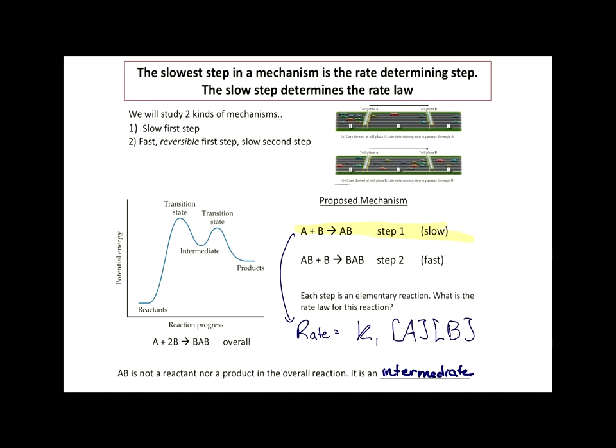And so A and B combine to make AB, which is an intermediate. But that intermediate is consumed basically right away because it's in the fast step. So that's why you don't see that contribution in the overall rate law. So this example would be the first kind of mechanism, slow first step. That's the easy one. You just take the reactants from that first step.